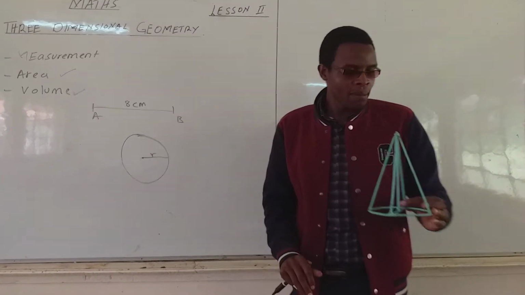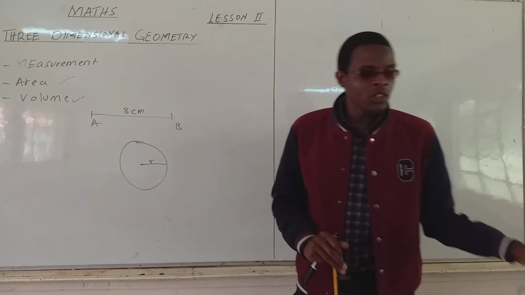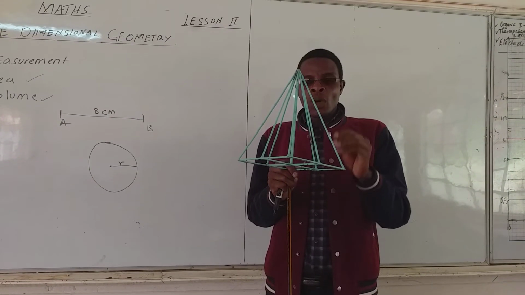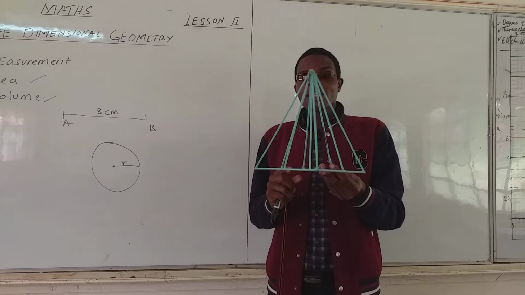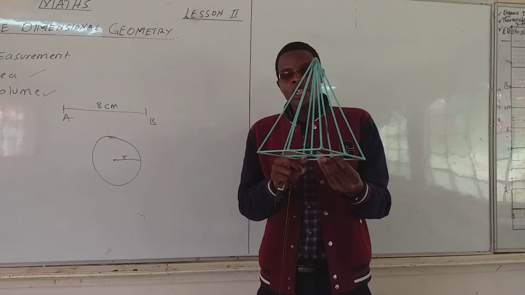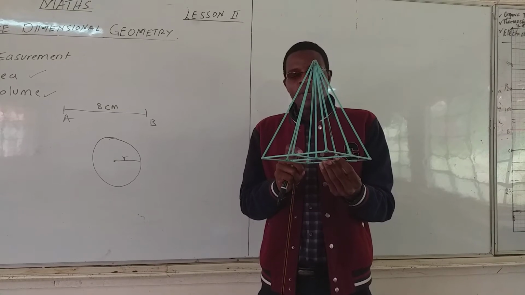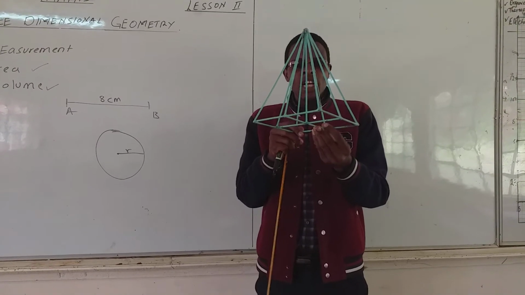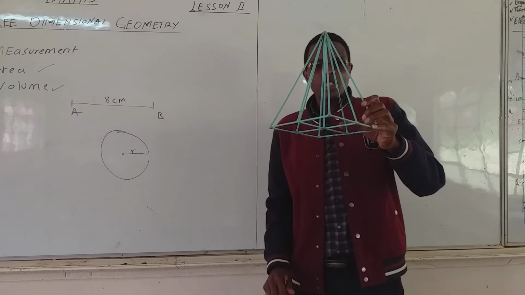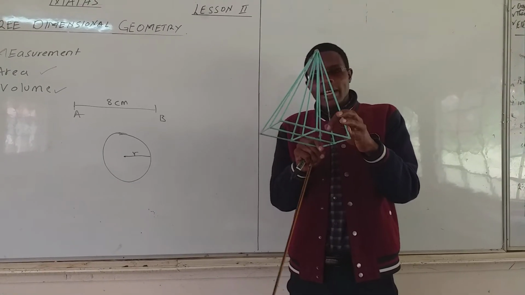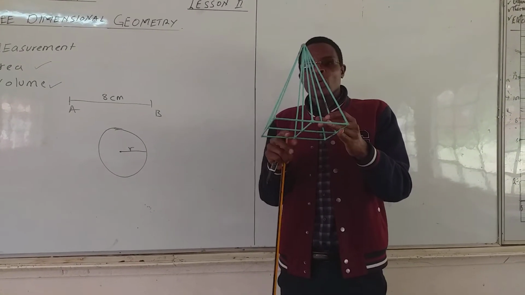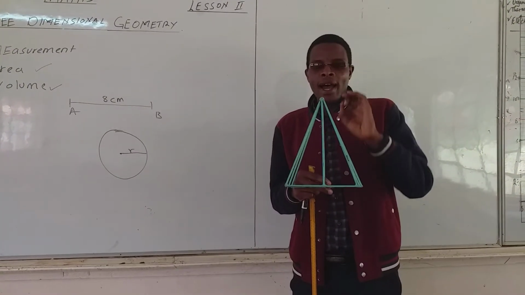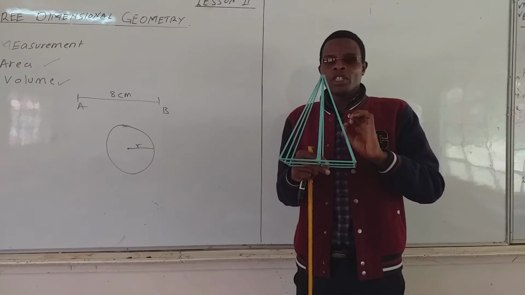So this is also another example of three-dimensional geometry. Then you can also come up with another example here. This one is a pyramid, and in this case, to be specific, we call it the square-based pyramid. You can see the base is in the form of a square. So for this pyramid, you can come up with the measurement, the area, and the volume. That is the reason it lies under the category of three-dimensional geometry.